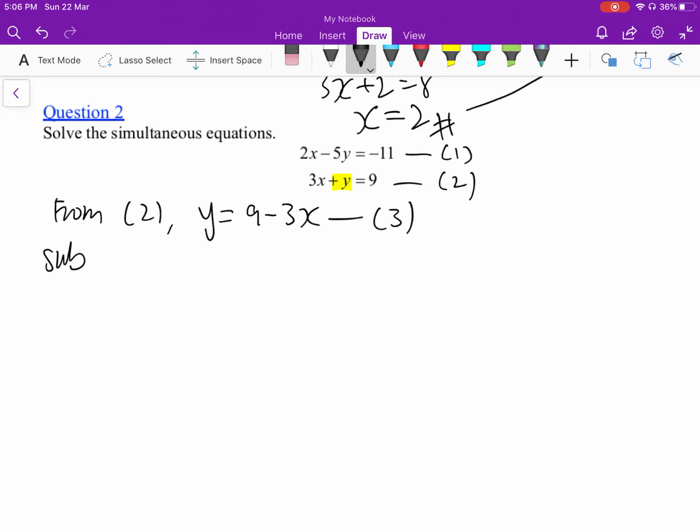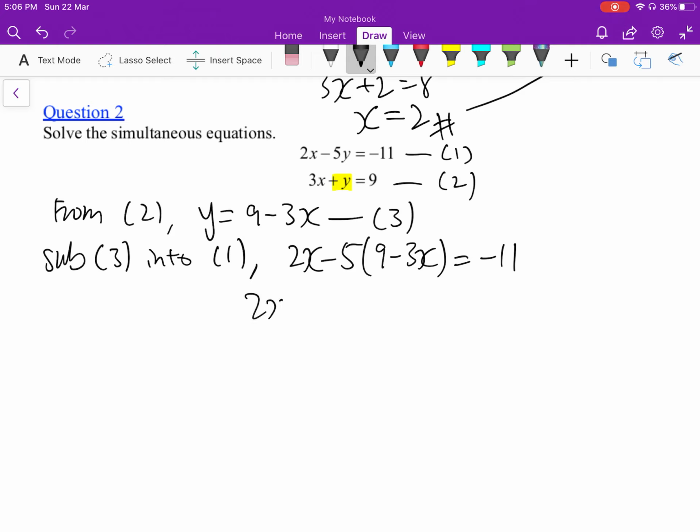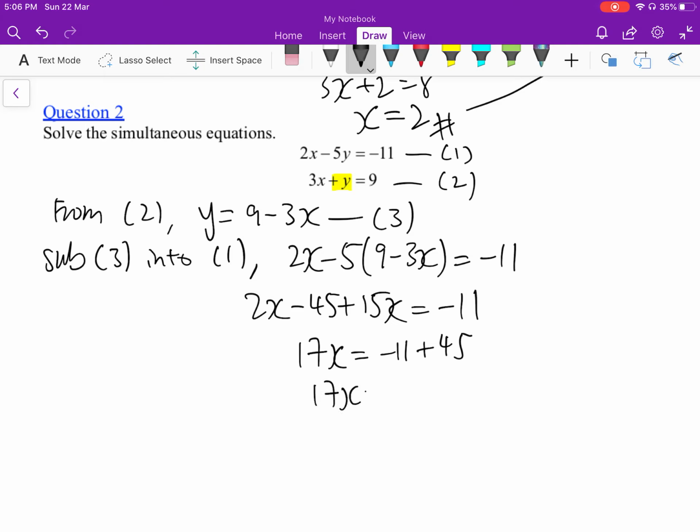So I say sub 3 into 1. I have 2x minus 5y, but instead of having y, I will have 9 minus 3x, then equals negative 11. In this case, you no longer see any more y. The y has been substituted away. So you open up the bracket, 45 plus 15x equals negative 11. So you get 17x equals negative 11 plus 45. So 17x equals 34. So your x is actually 2.